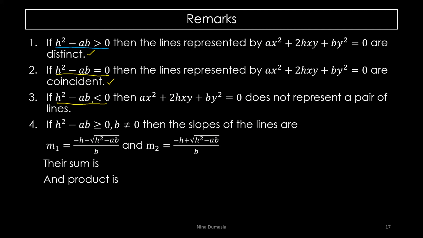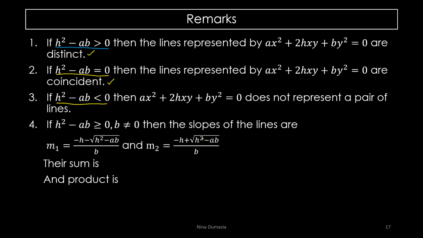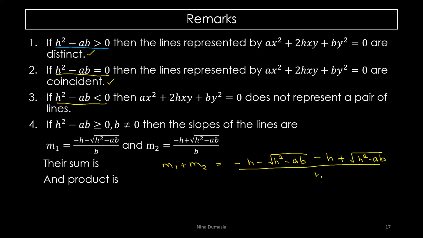मतलब case 2 में we get these two as the slopes of the line. We have already written that on the previous slide, right? That is exactly what is written over here. अभी इन दोनों का sum क्या है? What is m1 plus m2? So m1 plus m2 is equal to minus h minus square root of h square minus ab. डिनोमिनेटर तो सेम है तो एक साथ ही लिख सकते हैं. This whole thing divided by b. Now over here you can see that this gets cancelled and therefore we have that minus 2h divided by b. This is the sum of the slopes.